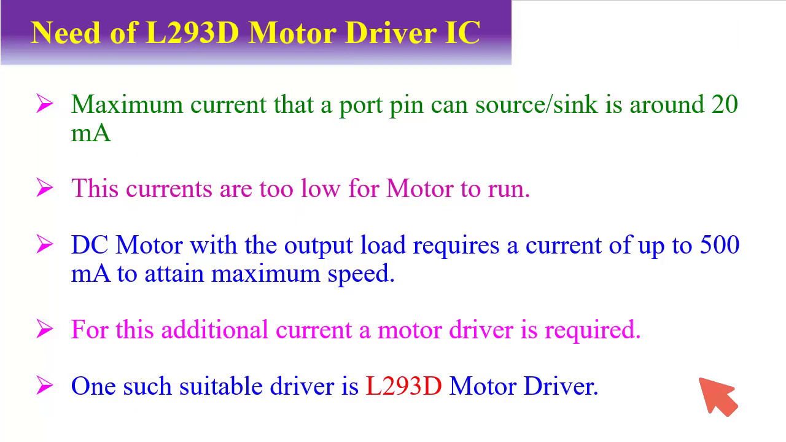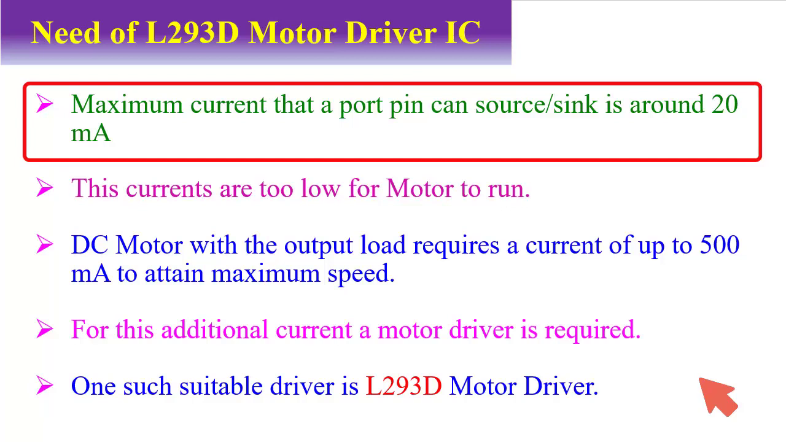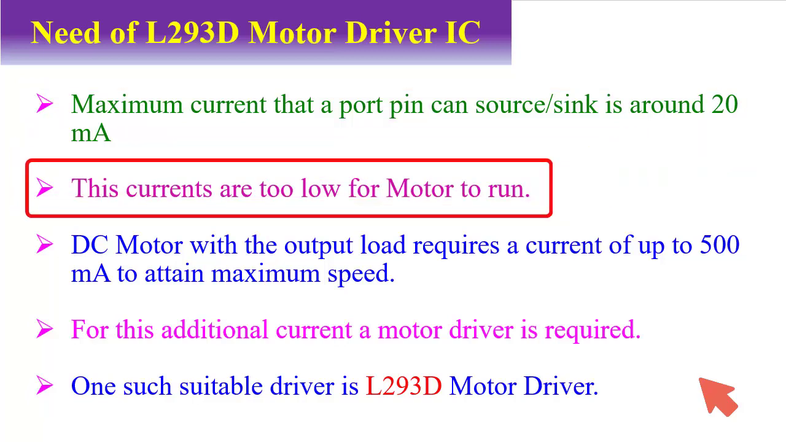For the operation of a DC motor, we need a motor driver IC, L293D. Now why is this motor driver IC needed? The maximum current that a port pin of a microcontroller can source or sink is around 20 milliampere. This current is too low for the motor to run.